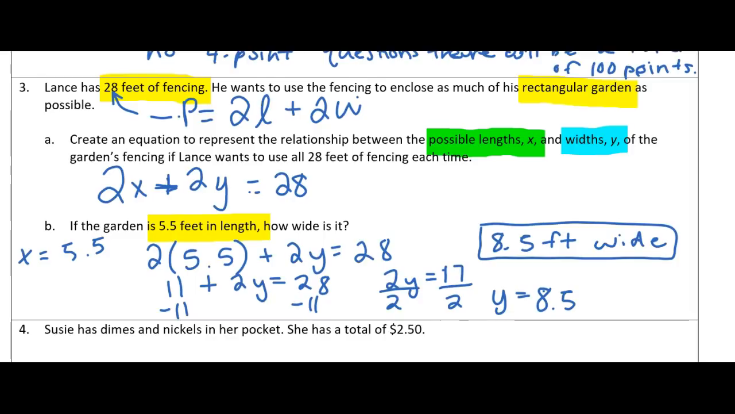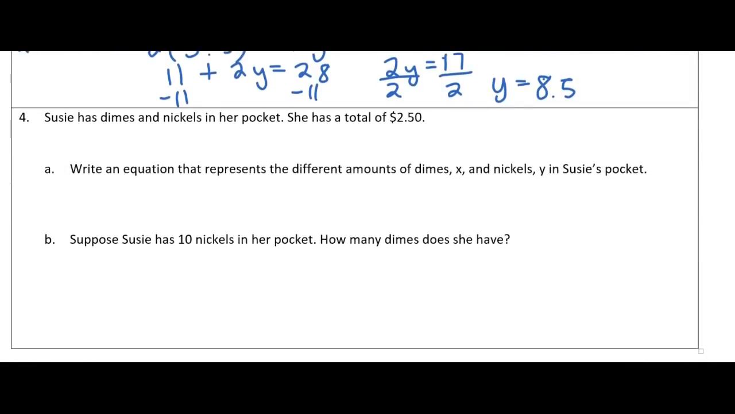All right, so let's move on to the last problem. Susie has dimes and nickels in her pocket. She has a total of $2.50. Write an equation that represents the different amounts of dimes, x, and nickels, y, in Susie's pockets. Well, we know in her pocket she only has dimes and nickels, and her total is $2.50.